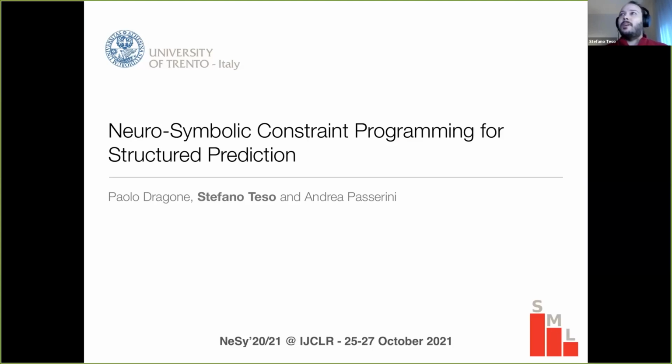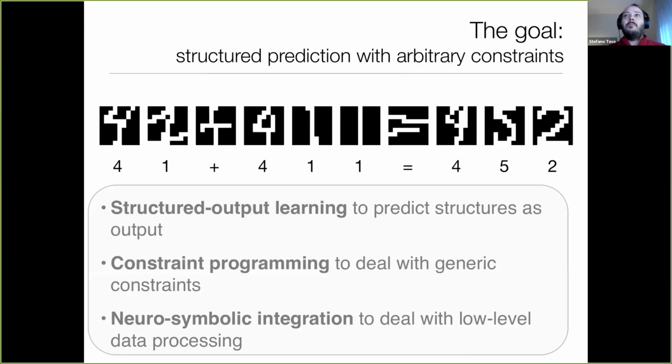I am Stefano, and I'm going to present this work on Neuro-Symbolic Constraint programming for structure prediction that I've done together with Paolo Dragone and Andrea Passerini at the University of Trento. So first of all, what is this work about?